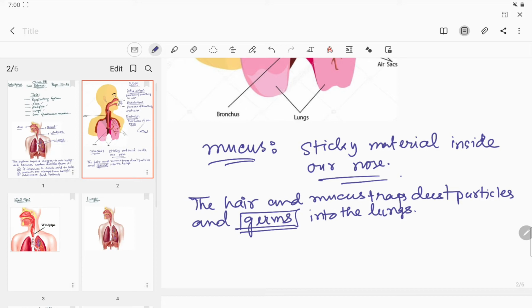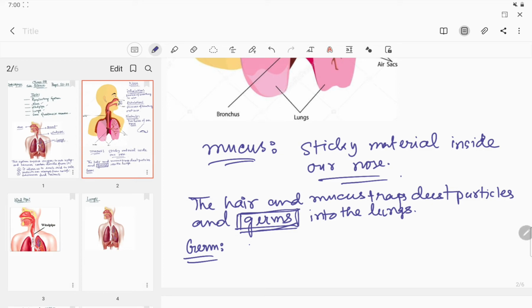Clear? So what are germs? A germ is a very small living thing that we can't see with our eyes. It can cause various infections and diseases.